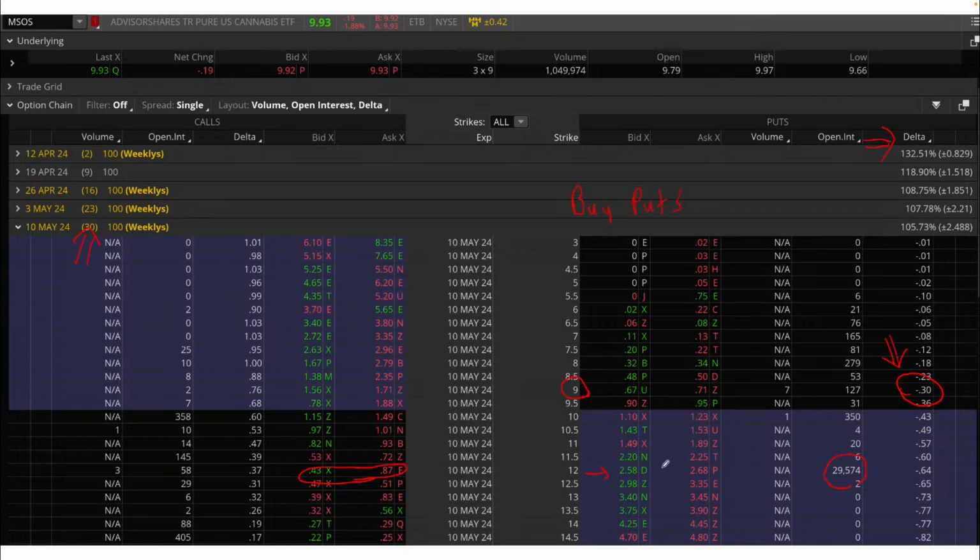I don't want to do the deep in the money stuff. I'd rather do this. So buy puts, let's do the 9 strike, and I like them for 71 cents. That is $71 of risk for 30 days. You can never lose more than you are willing to bet. If you do a 10 lot, that's $710 of risk.